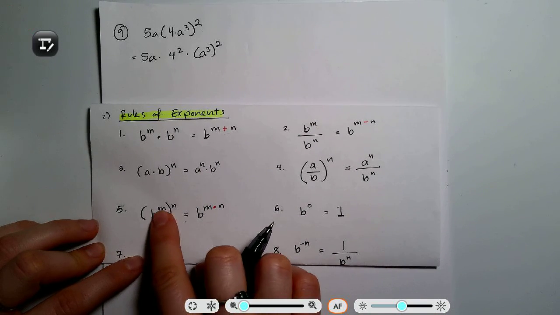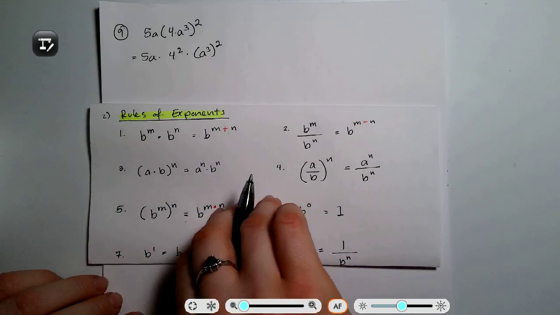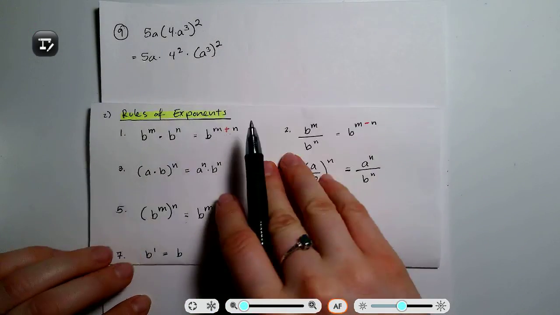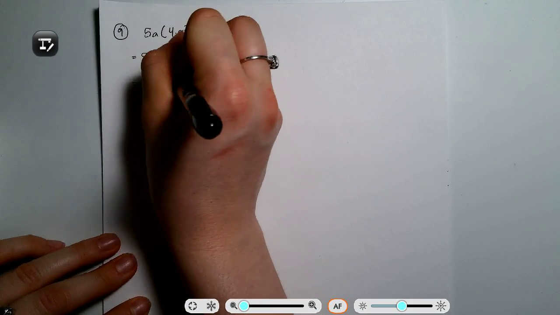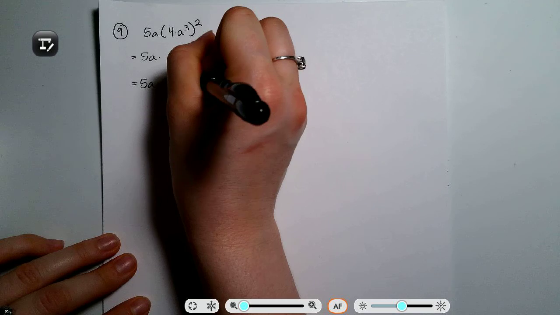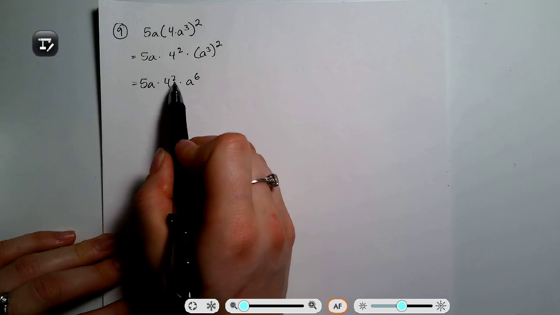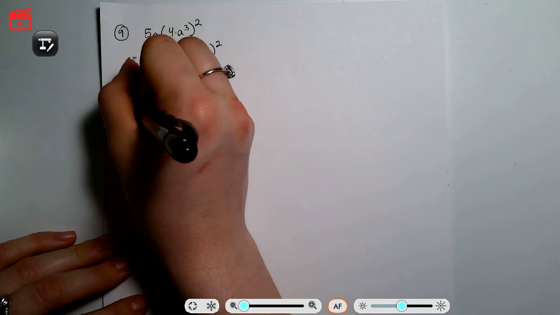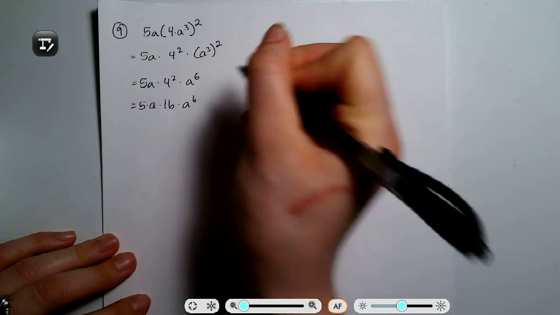I have a power raised to another power, so I'm going to multiply them together. So I'll multiply the 3 times the 2. This is going to be 5a times 4 squared times a to the 6th power. Let's see, can I simplify? Well, I know what 4 squared is. That's 16, so I'll go ahead and simplify that. 5 times a times 16 times a to the 6th.